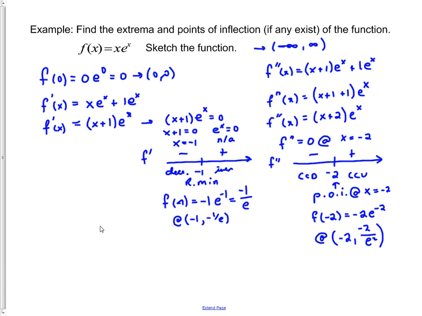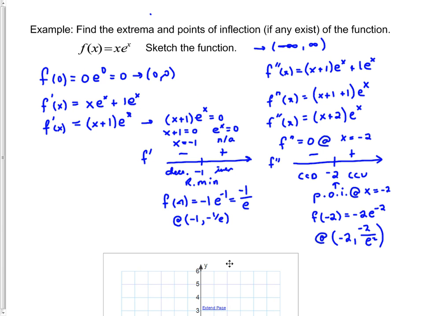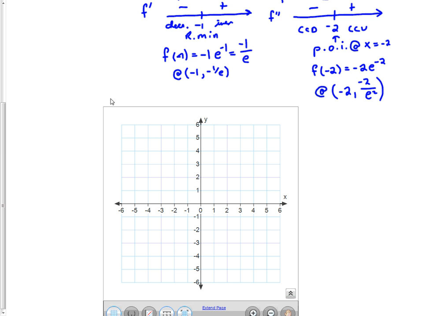As far as sketching the function goes, this one isn't too bad. We can sketch that function on our x and y axis system here. I'm going to just generate an x and y axis system and drag this on down here so that we can see it in action. All right. We said that this function was decreasing all the way up to negative 1 and then increasing after negative 1. We said that our second derivative told us that the function was concave down all the way to negative 2 and then concave up thereafter.